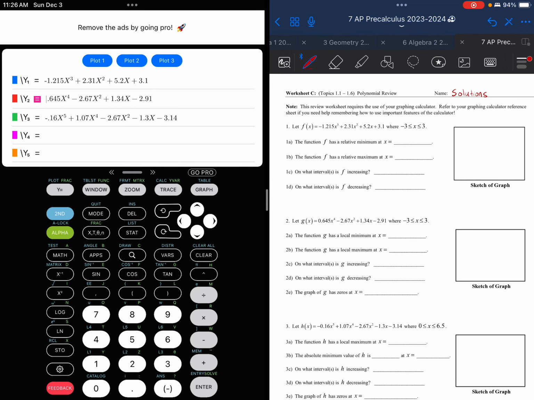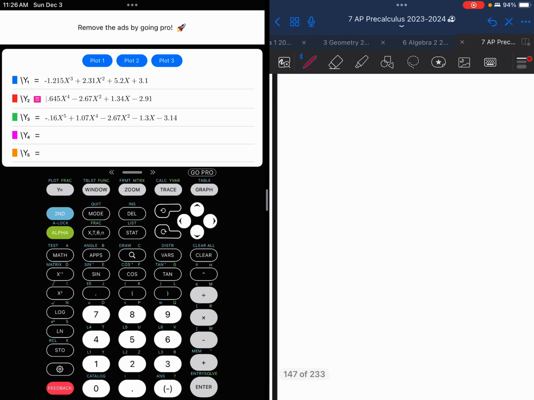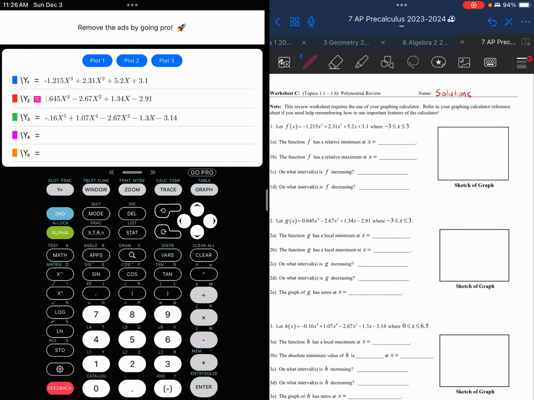This is AP Pre-Calculus. We're on worksheet C for our review before our test from units 1, or topics 1.1 through 1.6. In this worksheet, we have 3 problems. They're all calculator based. There's no backside, it's just one page. Let's see if we can do this.